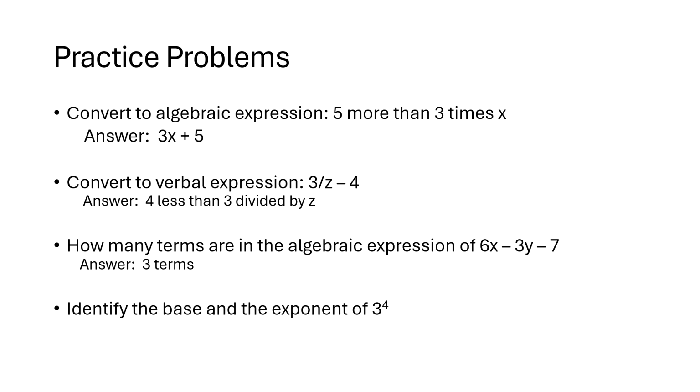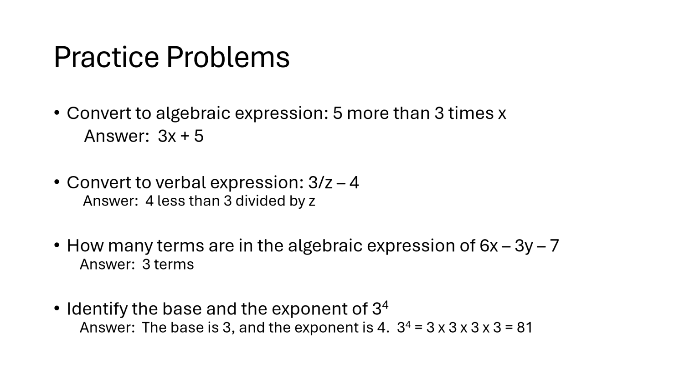Identify the base and the exponent of 3 to the 4th power. And of course, the answer is the base is 3 and the exponent is 4. And so 3 to the 4th power, you multiply the base by itself 4 times, so that's 3 times 3 times 3 times 3, and that's equal to 81.